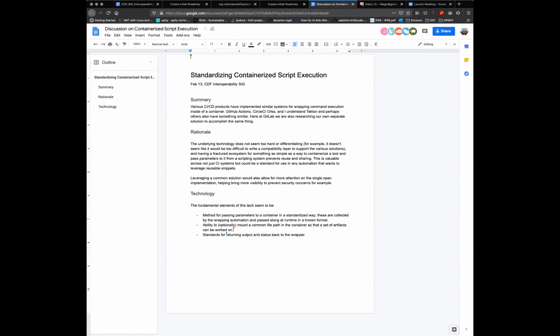So it wouldn't be too complicated to make just a hello world container in each of them. So are you up to do that? Can you update the document and give some examples? If we can't get anyone from CircleCI or GitHub, we can just have another conversation within this group. Sure. Yeah, I can do that.